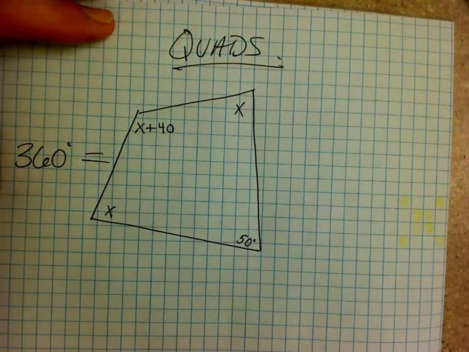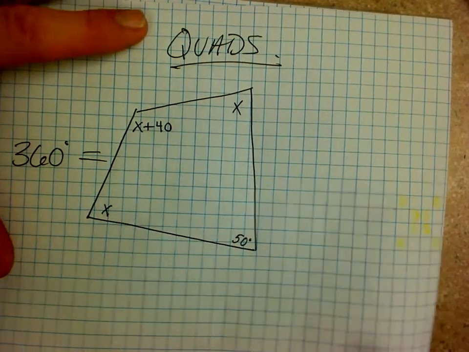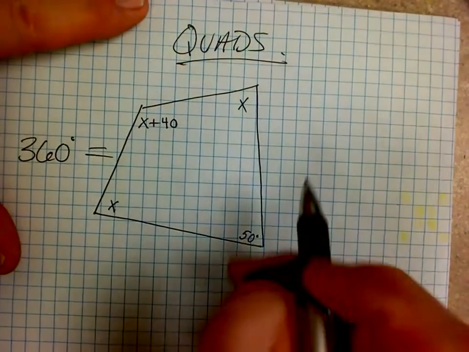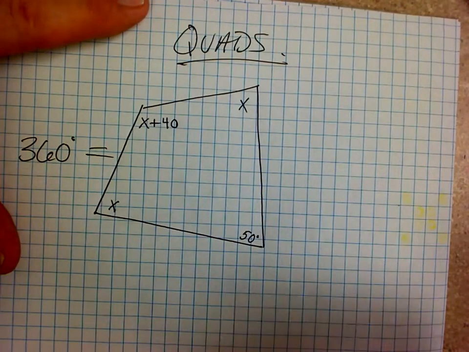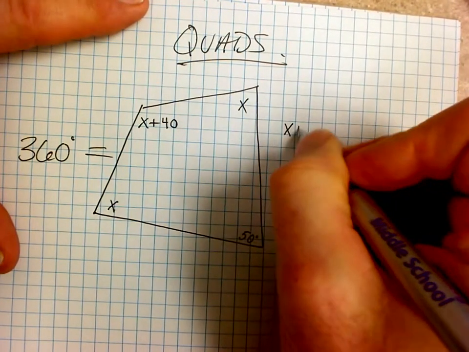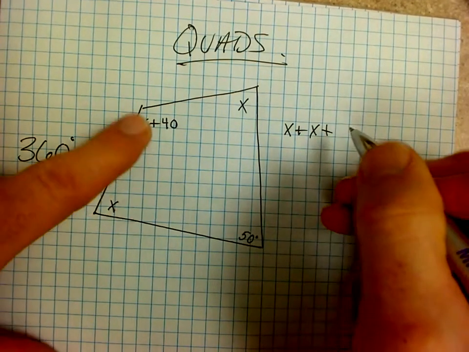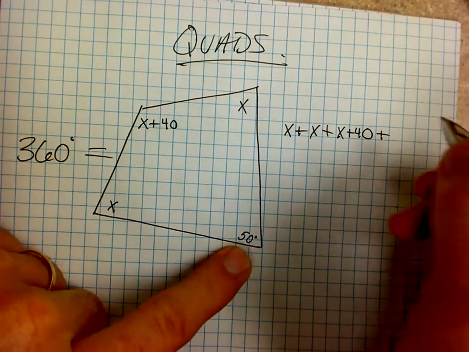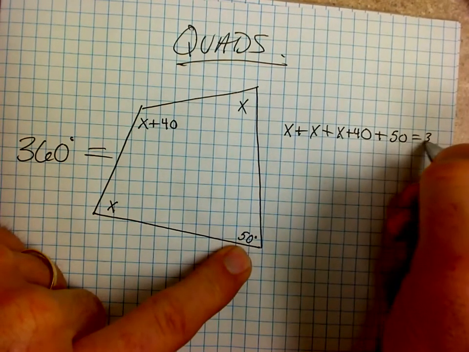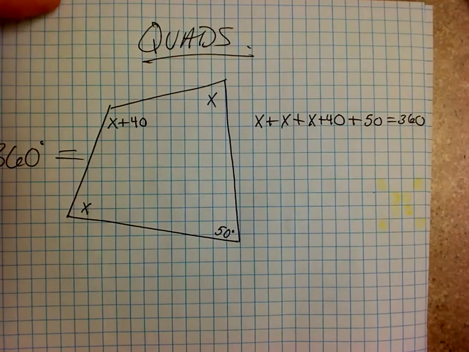We should have determined in class today that the angles of a quadrilateral have to total 360 degrees. That's an extension from the triangles. Triangles make 180, quads have to go to 360. So that tells us if we add all four of these together, we already know what our goal is. So if we write that out, x plus x plus x plus 40, and then we can add our 50. We know we should finish at 360 degrees.